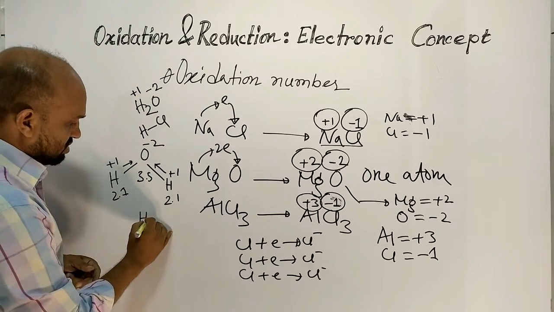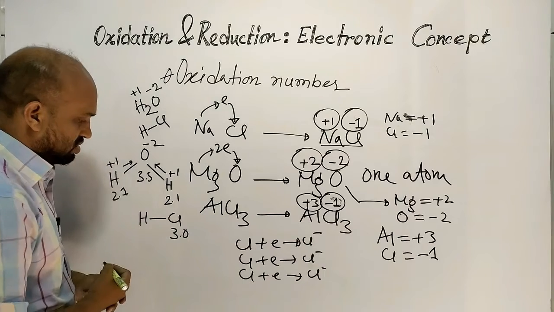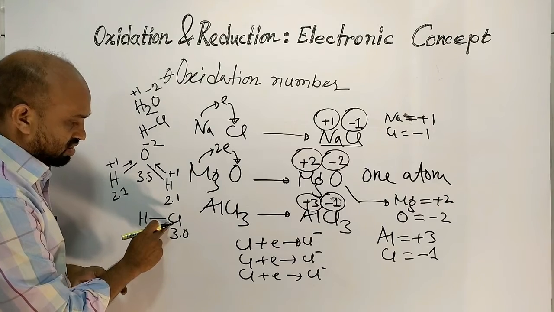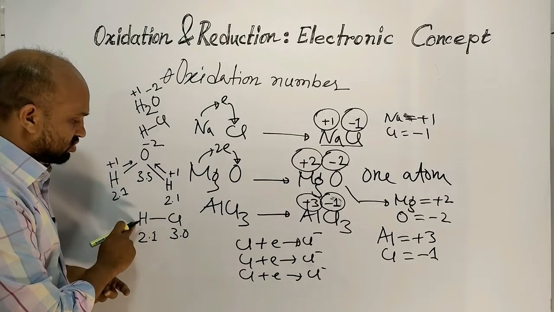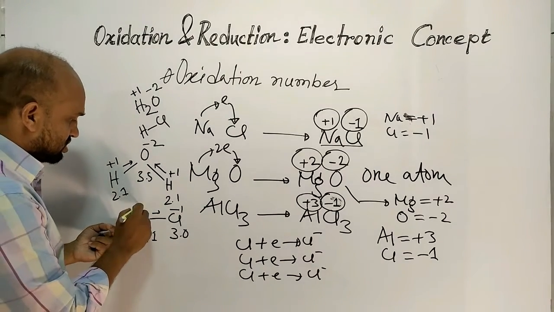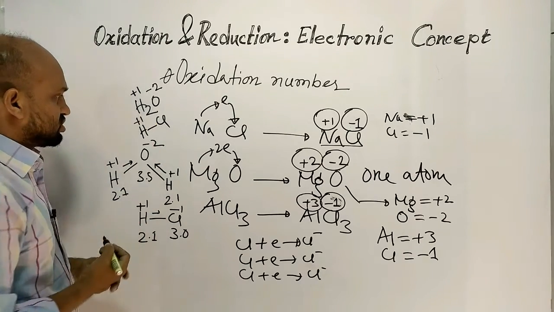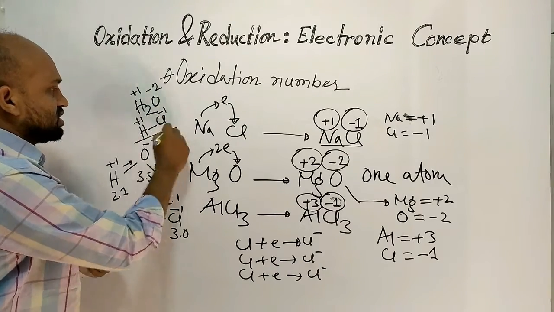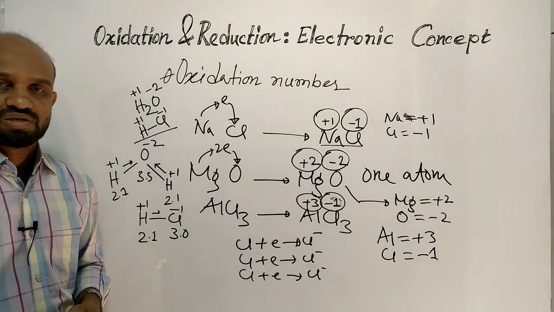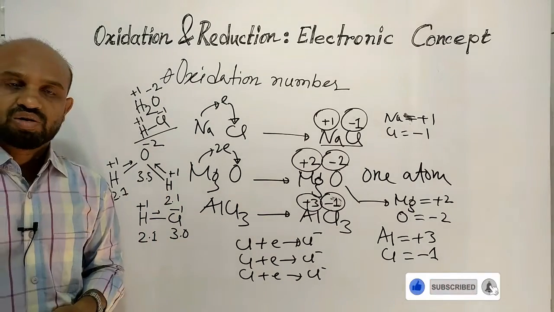In hydrogen chloride, the electronegativity of chlorine is 3.0 and hydrogen is 2.1. Since electronegativity of chlorine is higher than hydrogen, chlorine gets negatively charged and hydrogen gets positively charged. So oxidation number of hydrogen is +1 and chlorine is -1 in hydrogen chloride. So in this way, oxidation number is calculated in ionic compounds and in covalent compounds as well.